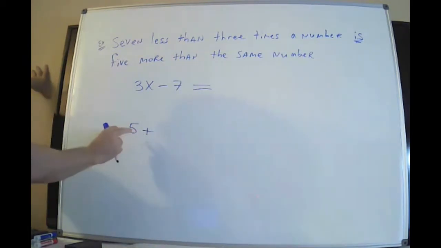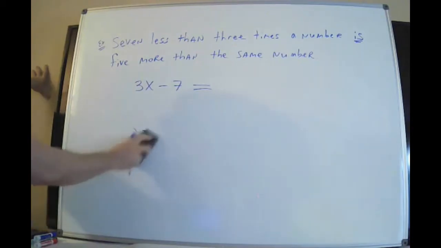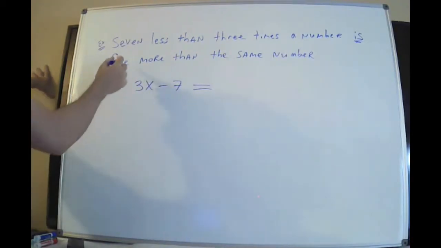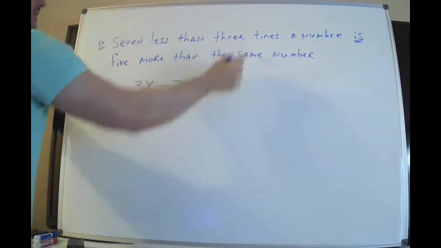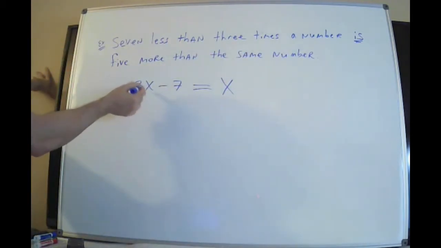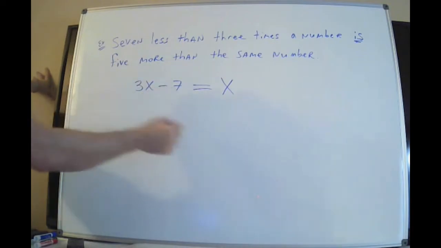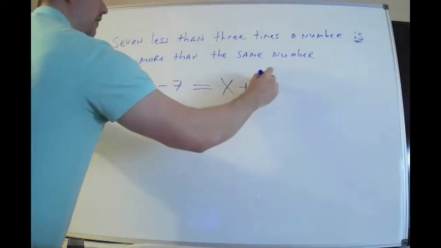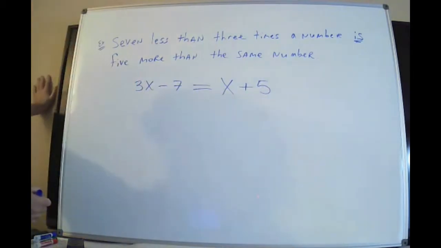Addition is commutative, so you can put it either way, but I'm not going to do that. I want 5 more than the same number. What's the same number? The same number is x. I'm using x to represent my unknown number. Now I need 5 more than that. That means adding 5. And yes, you could write 5 plus x.